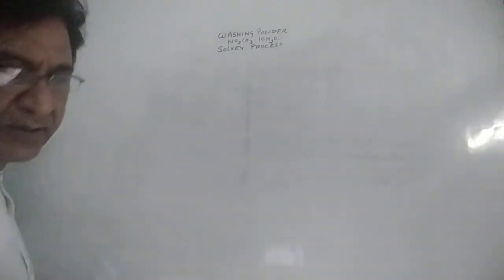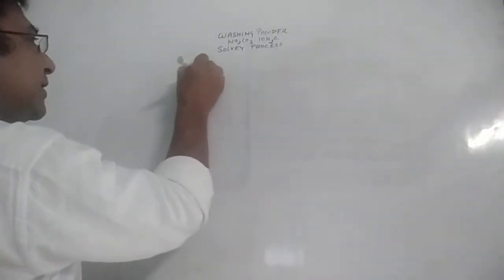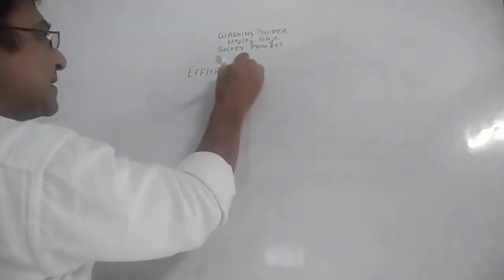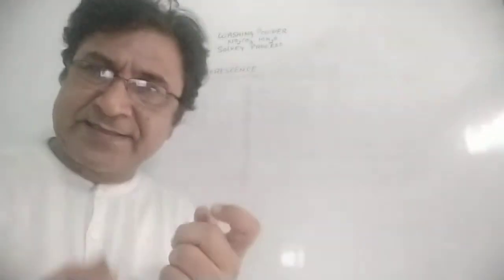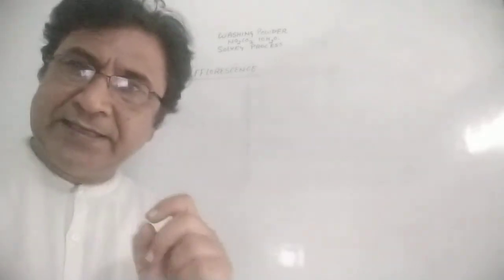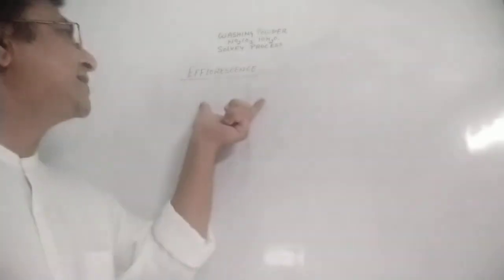Okay. Now, there is a term which is called efflorescence. Let's discuss efflorescence. What is efflorescence? When you see the washing powder, it is like crystals. It has some kind of brightness. But when the water content is evaporated, its brightness goes away. So we call it efflorescence.